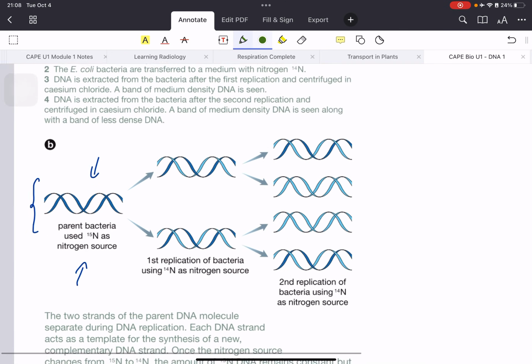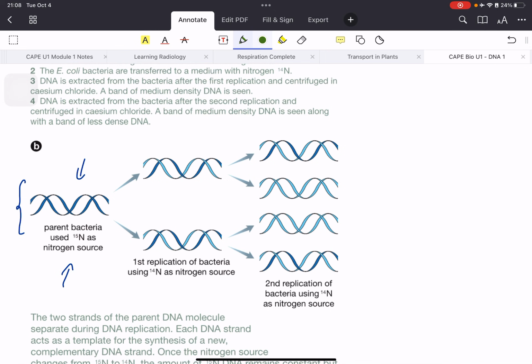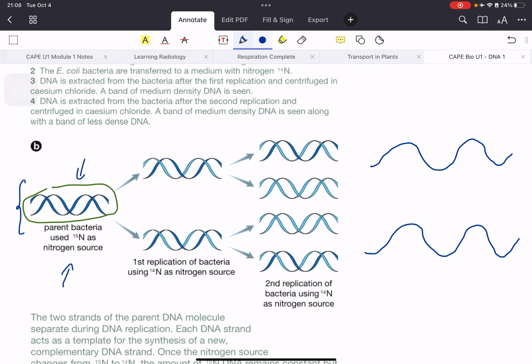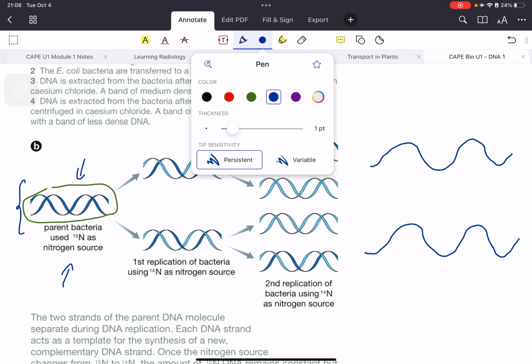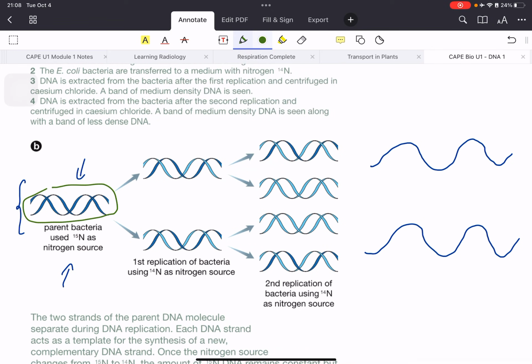So let's take a look at what happened here. This is the parent, the first bacteria that was grown in the N15, right? Now, when you put them into the N14, remember the DNA is going to split into two. So this initial dark blue one here would have been split like this. So you will have one, and then you would have one like this. But now every new replication is going to have the light blue. I do have light blue here, so I'm just going to use green, right?